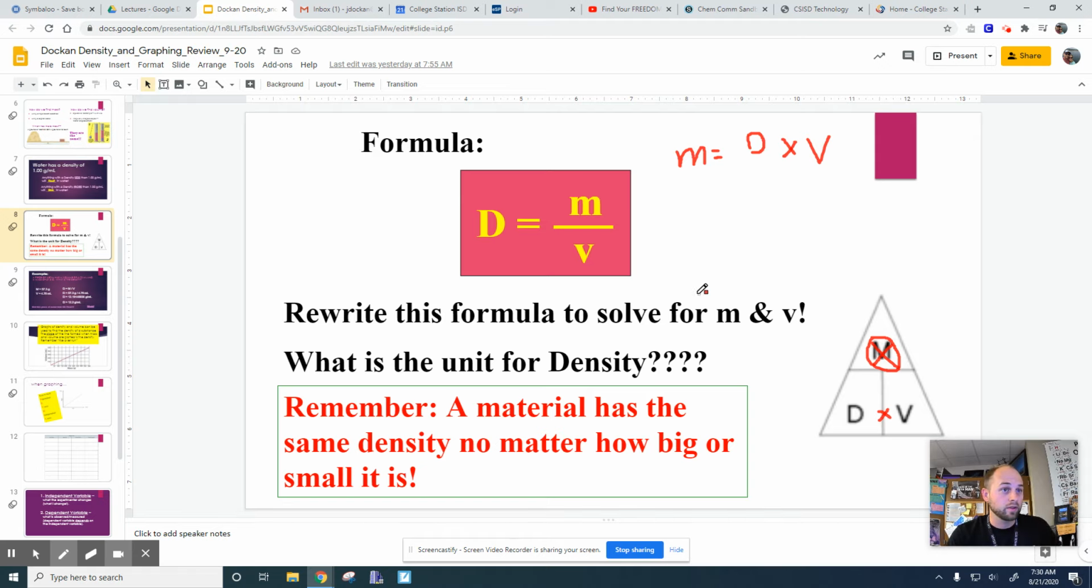Pause if you need to. Now, if I need to solve for volume, I'm going to cross it out, and what do I have left? Volume is going to equal mass divided by density. Okay, so that's a way that we can rearrange the equation. If you'd like to go ahead and jot that triangle down, that would also be good. Pause if you need to.